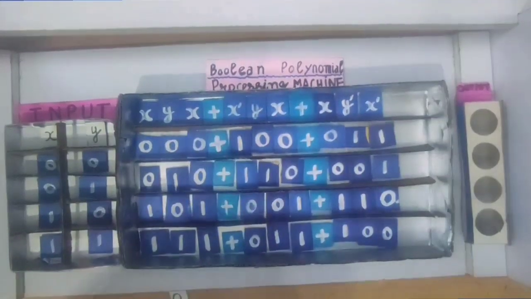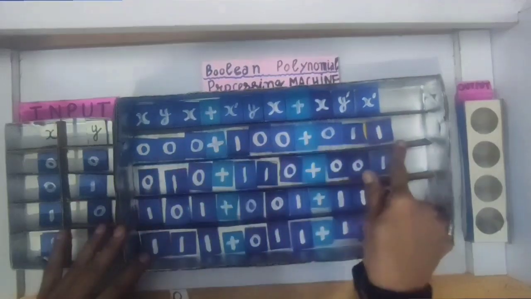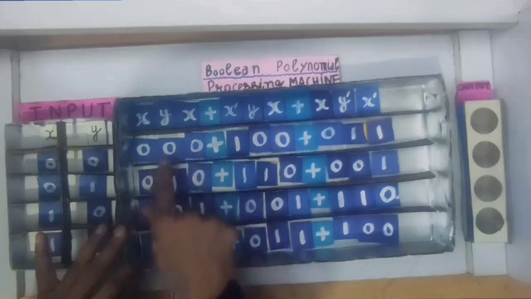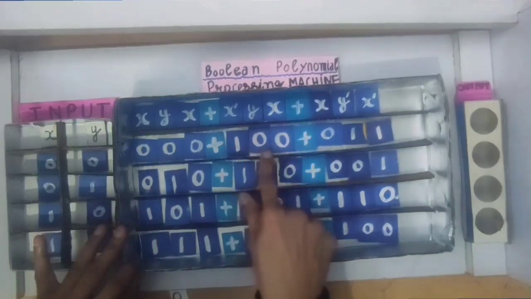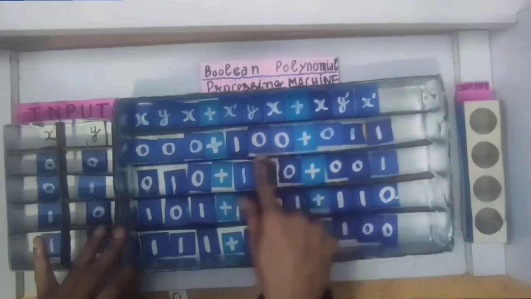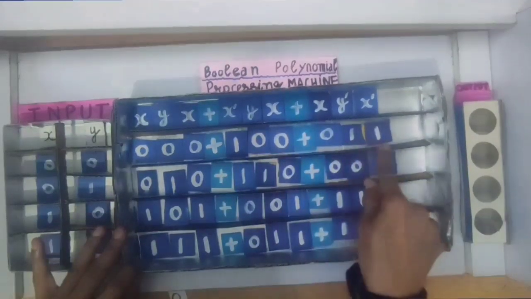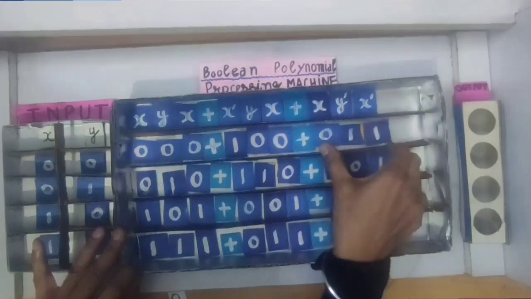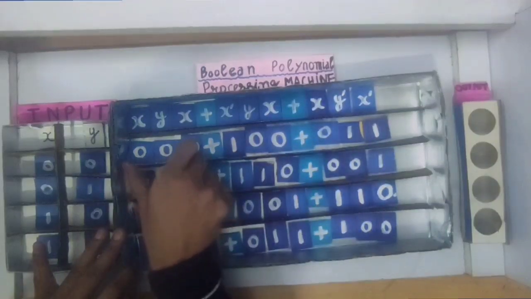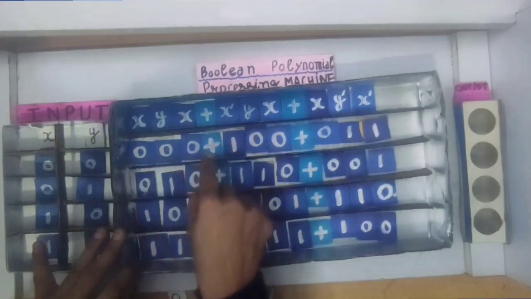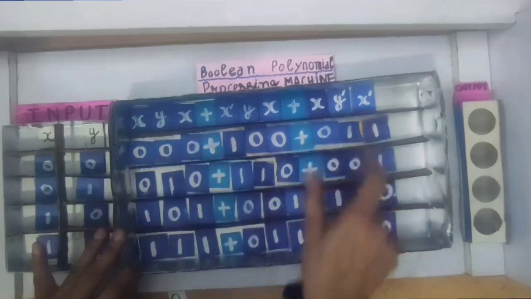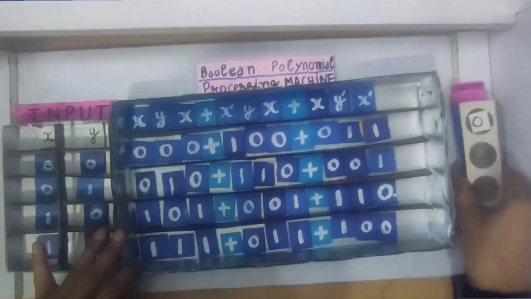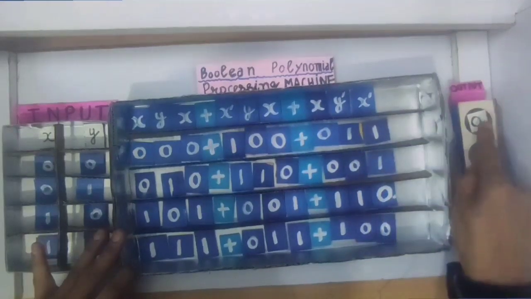And now coming to what the output is in each case. Let me evaluate each row one by one using the rules of Boolean algebra. Now 0 dot 0 dot 0, which means 0 meet 0 meet 0, is 0. Then 1 dot 0 dot 0, which means 1 meet 0 meet 0, is 0. And 0 dot 1 dot 1, which means 0 meet 1 meet 1, is also 0. Whenever there is a 0 in between the meets, the answer is always 0. So this is 0, this is 0, this is 0, and 0 plus 0 plus 0, which means 0 join 0 join 0, is again 0. So the whole answer comes out to be 0. This is just using the rules of Boolean algebra. So corresponding to the first row, the output is 0. I have put the output over here.